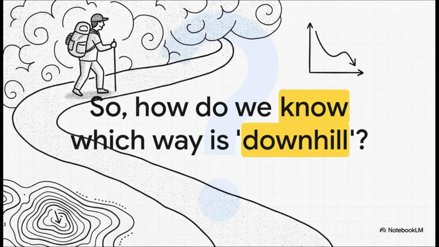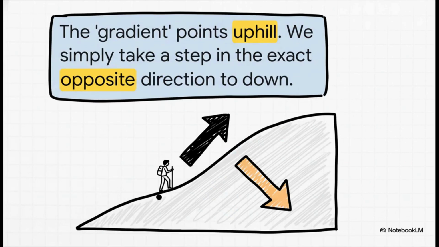Okay, but step 2 there sounds a little bit like magic, doesn't it? How does the algorithm, lost in this thick metaphorical fog, actually know for sure which way is the steepest way down? Well, this is where the gradient part of the name comes in. In calculus, the gradient is this amazing tool that, at any point on a surface, points in the direction of the steepest ascent. It points straight uphill. So, if we want to go down, we just do the simplest thing you can imagine. We take a step in the exact opposite direction. It's our perfect compass for finding a way to the bottom.